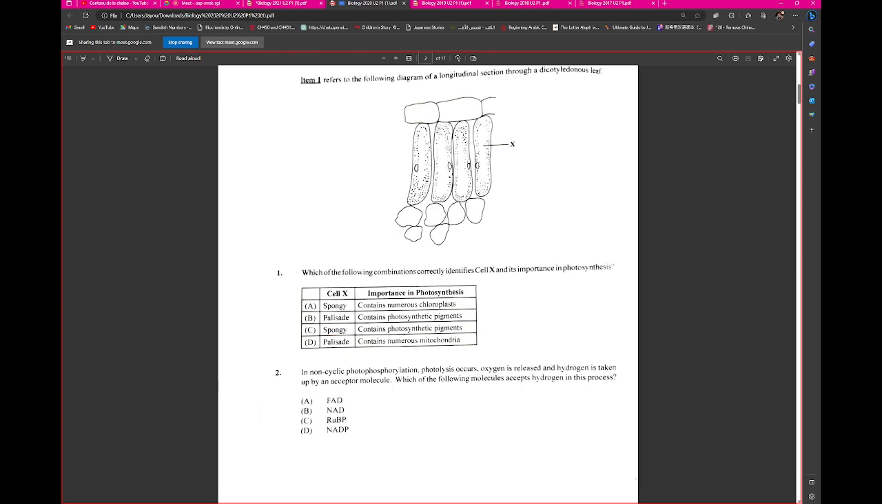Which of the following combinations correctly identifies cell X and its importance in photosynthesis? What is X? So that would be palisade cell, and it contains a lot of chloroplasts. So you guys agree?